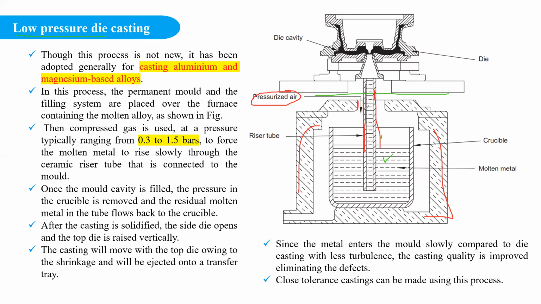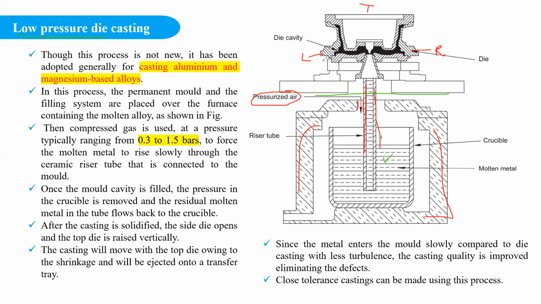Another advantage of the low pressure die casting process is that close tolerance castings can be made. Now the mold cavity is filled with the molten metal, and the solidification is completed. So how will the solidified part be taken out? That's what we are going to see now. Here, this is the mold. This mold contains three parts: this is the left half, this one is the right half, and this one is the top. So these three parts.